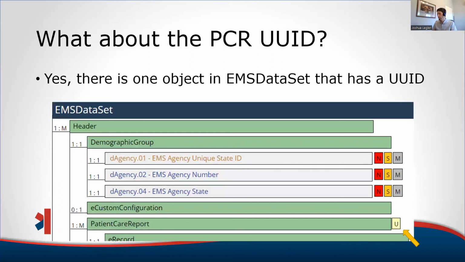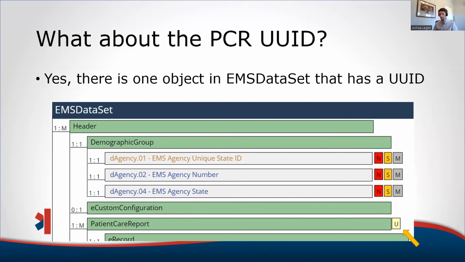Okay, so let's take a few minutes to talk about the PCR UUID. There is one object in the EMS dataset that has a UUID, and it is the patient care report object. I've highlighted here in the data dictionary that one U right there. That's the only one that shows up in the EMS dataset.